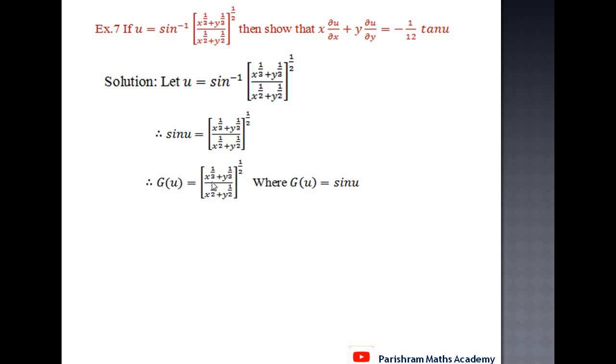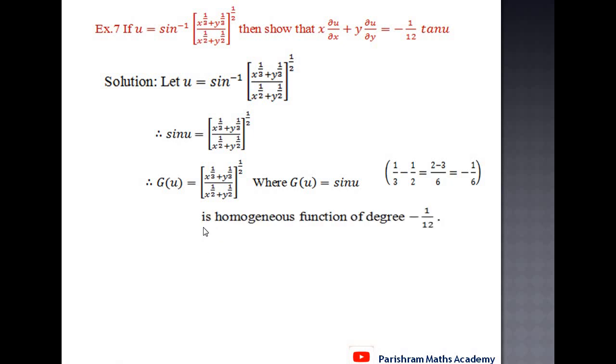Now here, x raised to 1 by 3, degree of the numerator is 1 by 3, degree of the denominator is 1 by 2, and therefore 1 by 3 minus 1 by 2, by cross multiplication, 2 minus 3 upon LCM 6, that is minus 1 upon 6. Therefore the degree of this term inside the bracket is minus 1 upon 6, bracket raised to 1 upon 2. Therefore minus 1 by 6 into 1 by 2, it means this function is a homogeneous function of degree minus 1 upon 12.